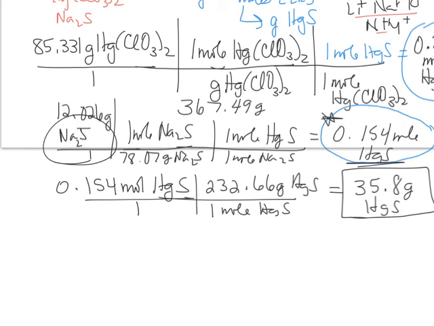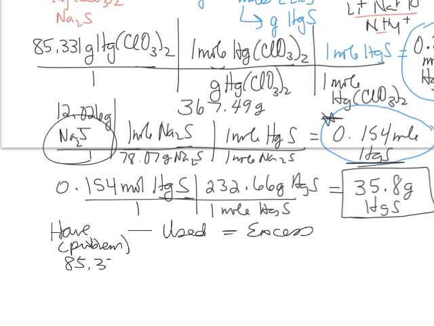Your second question of this problem was how many grams of the reactant in excess will remain after the reaction. So remember, we take what we have, which we get from the problem, for our excess, minus what was used, equals our excess. They want to know how many grams. So what we have is 85.331 grams of mercury chlorate. And we got that in the problem. That was our given. Now we're going to subtract what was used.